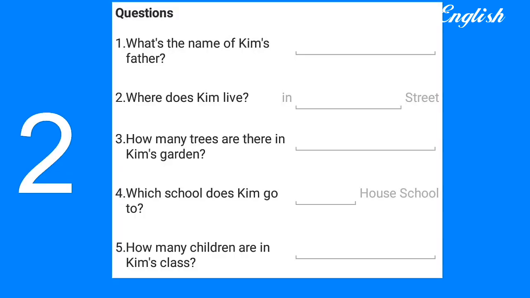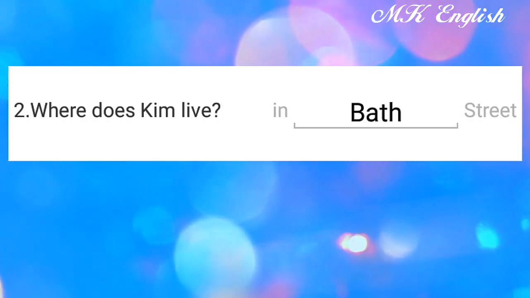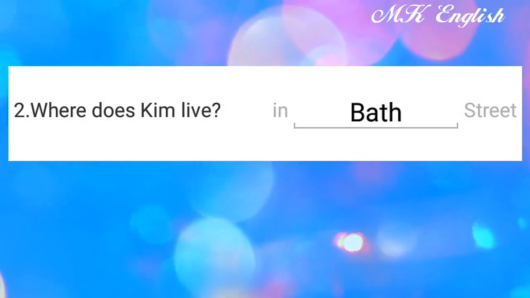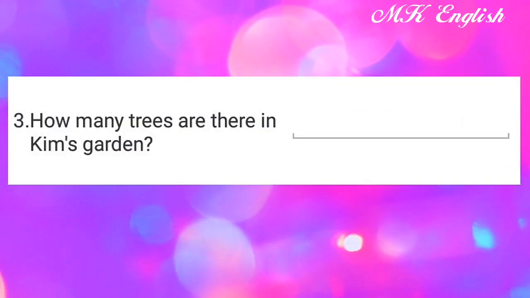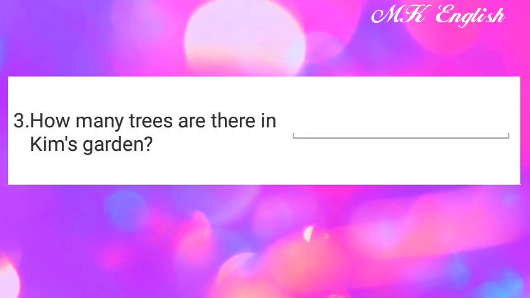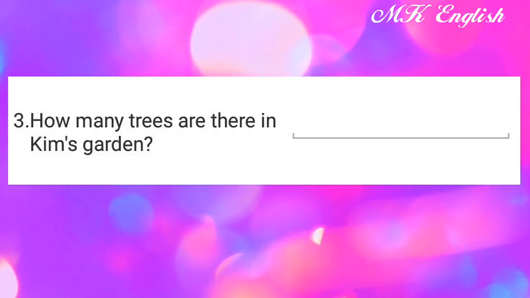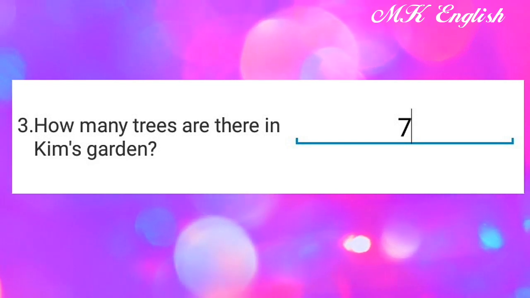Two. Where do you and your family live? We live in a house in Bath Street. I don't know that street. How do you spell it? B-A-T-H. Oh, thank you. Three. Do you have a garden at your house? Yes, and there are 7 trees in it. How many trees? 7. It's a big garden.